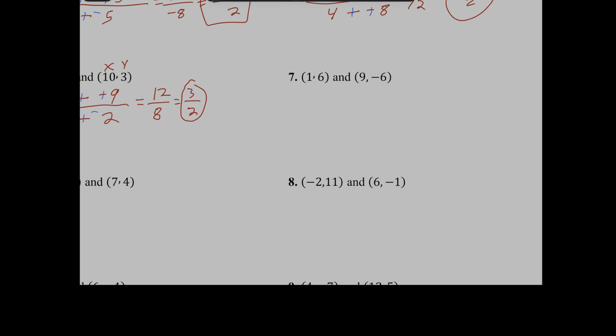Okay, let's go on here to number 7, okay? I'm going to subtract the y's. Let's just go ahead and start with this one. I'm going to go 6 minus a -6 over, now once I started with this, that means I have to start with this, 1 minus 9.